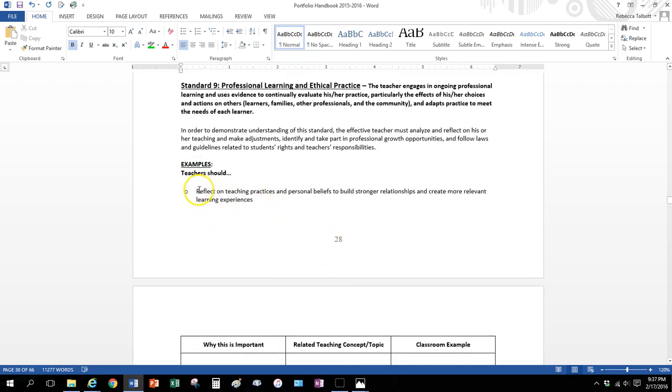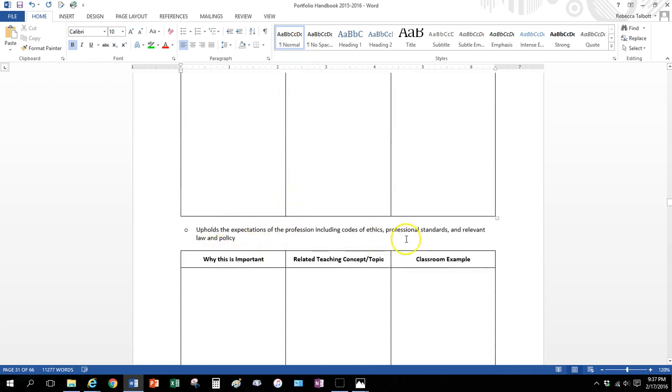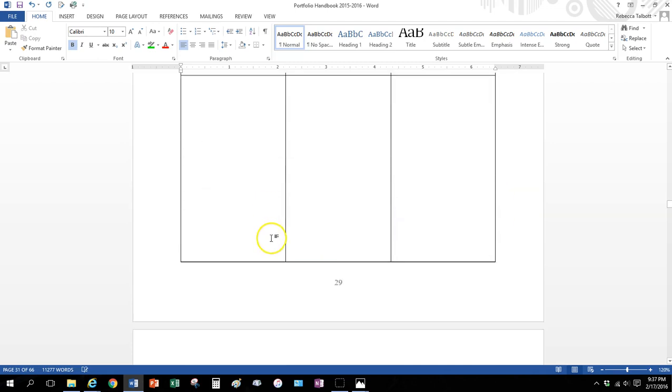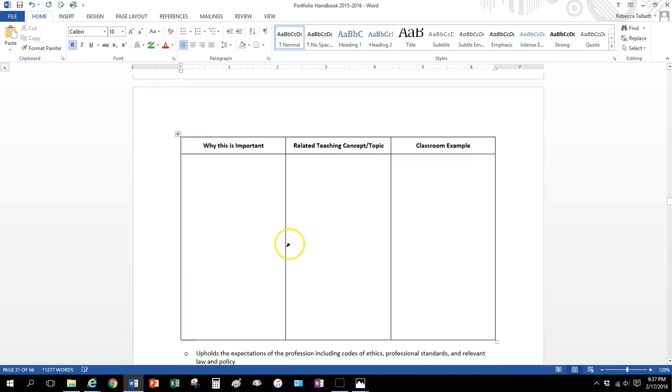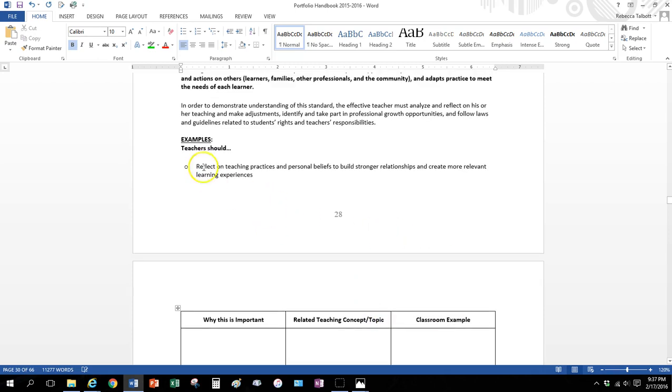So we've got: teachers should reflect on teaching practices and personal beliefs to build stronger relationships and create more relevant learning experiences. Teachers should uphold the expectations of the profession, including codes of ethics, professional standards, and relevant law and policy. So what do we do? Which of those seems to be best fitting for this particular artifact? So I would say that it's this one, and we can vary how we want to describe that a little bit.